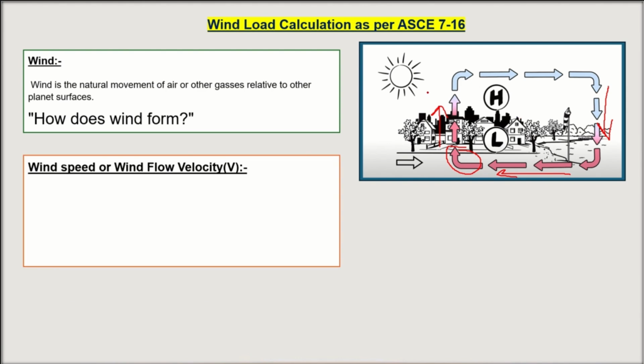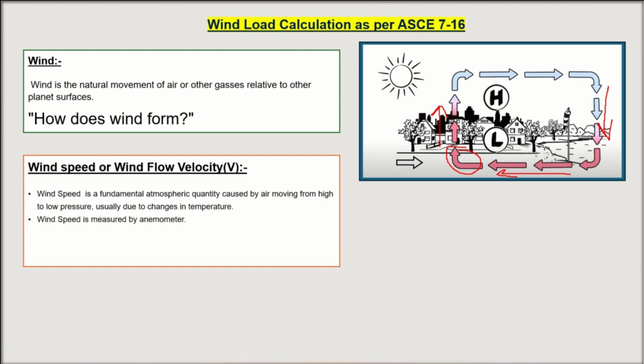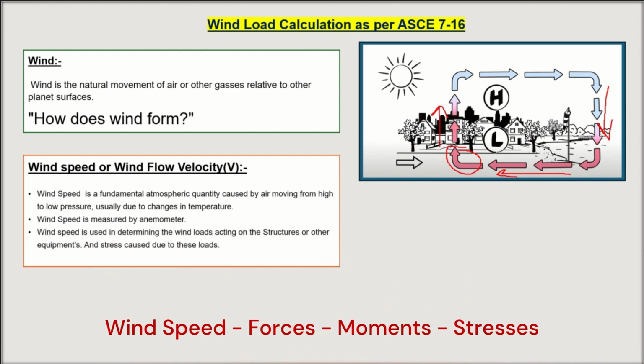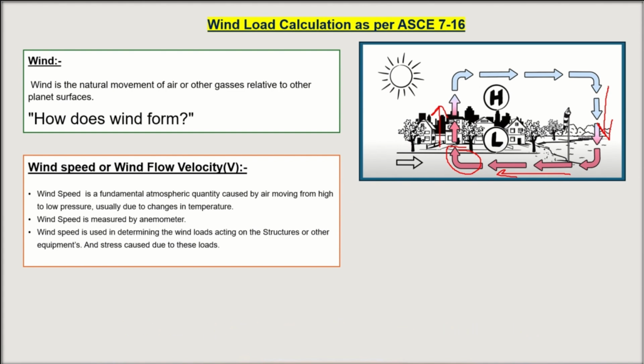Wind flow has some speed or velocity, right? Wind speed is a fundamental atmospheric quantity caused by air moving from high to low pressure, usually due to changes in temperature. This I already explained. Wind speed is generally measured by an anemometer, and it is used to determine wind loads. From these wind loads we can calculate moments acting on the pressure vessel, and due to those moments we can calculate stresses generated. This is what we are doing today. So due to wind speed we need to calculate force, then moments, and then stresses.